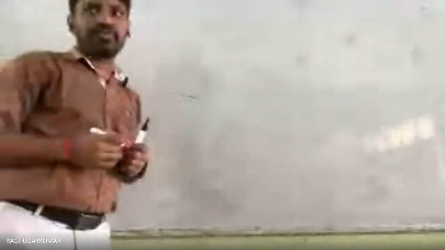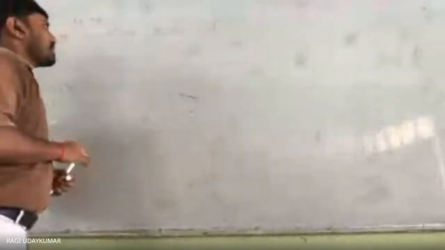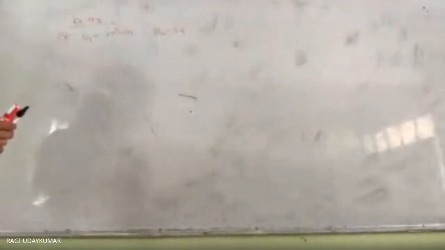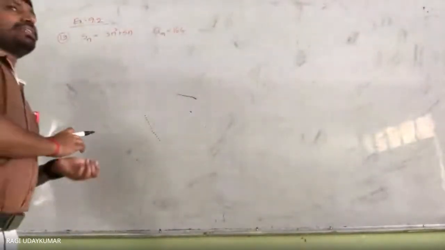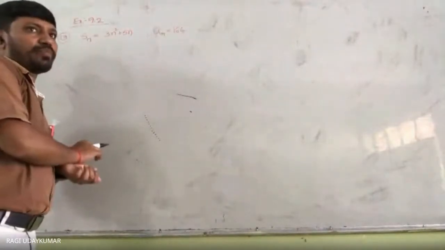Sum of the n terms, and its mth term is Am = 164. Now what is being asked? Find the value of m. So when the m value is asked, that is the nth term. Whenever this is given, what are the required things to us normally? How do we find out?